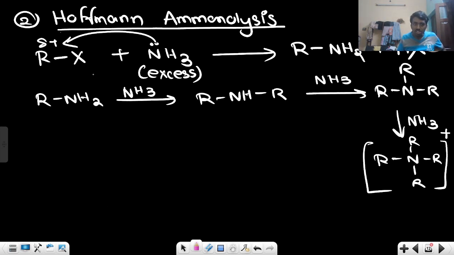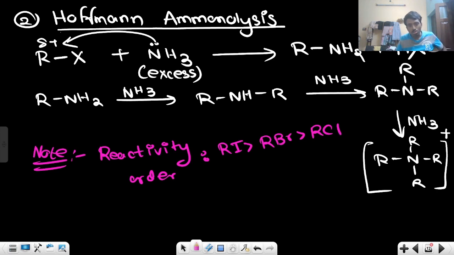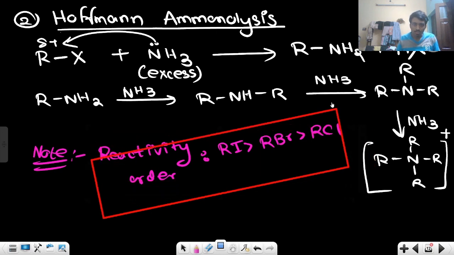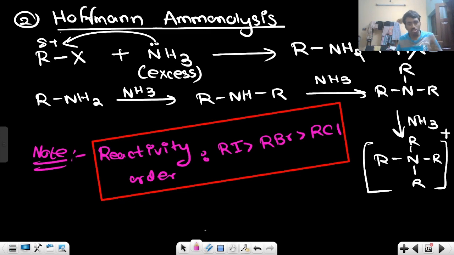Now you can see that this X is getting eliminated. So the ease of leaving of X decides the reactivity of the compound. Can you make a note? Just note it, though you already know, nothing new. The reactivity order will be RI greater than RBr greater than RCl. I think I did not explain why it is so. It is simply because of the leaving group. The better the leaving group, the better the reactivity. Hoffman ammonolysis is clear, right?